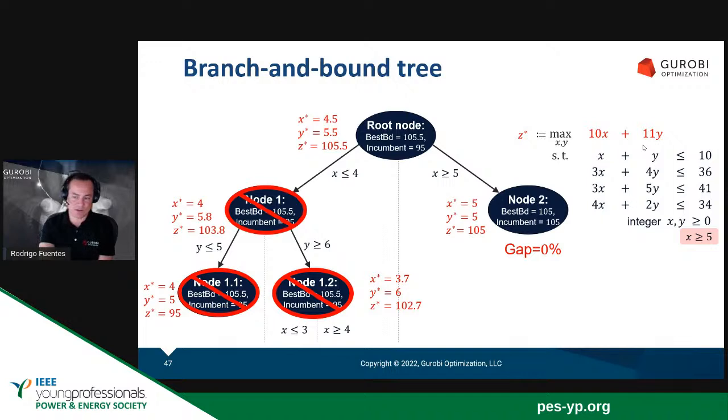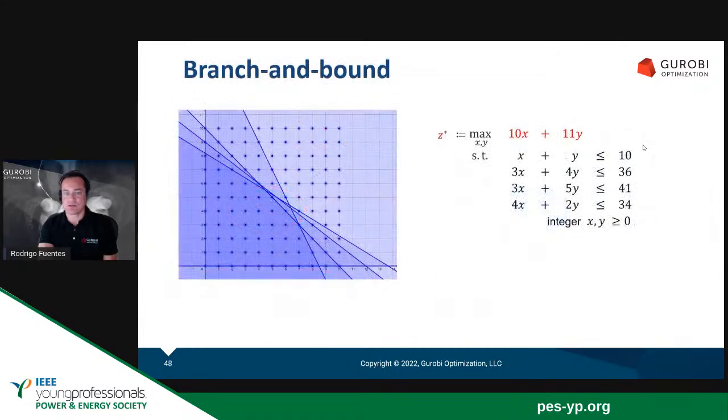In this case, it was fairly straightforward because we have only two variables and there's only so much branching that we can do. This is the branch and bound technique. Okay? All right. So let's go back to the problem and show you where the solution is. It's right there.